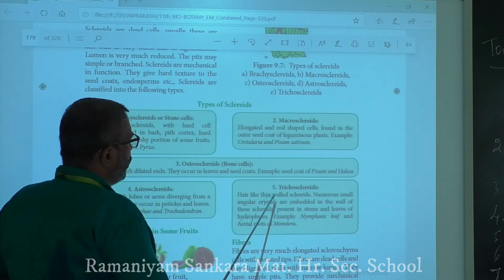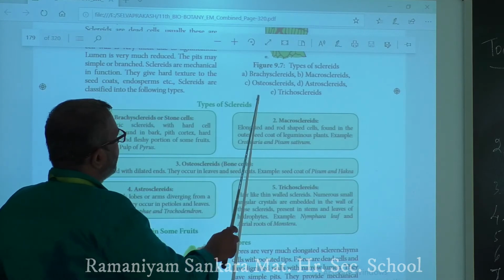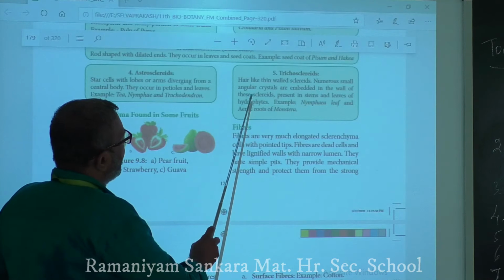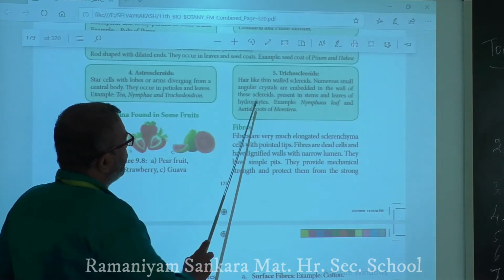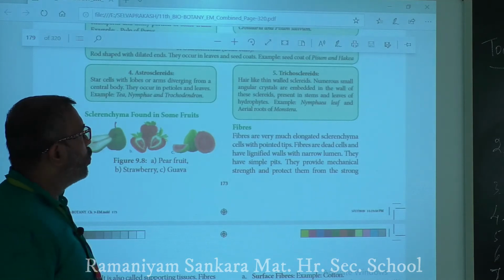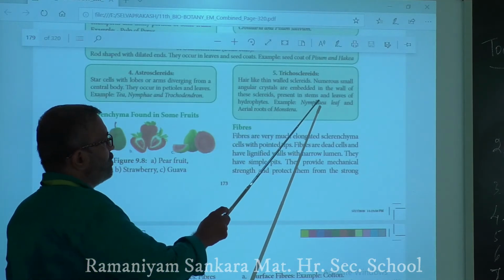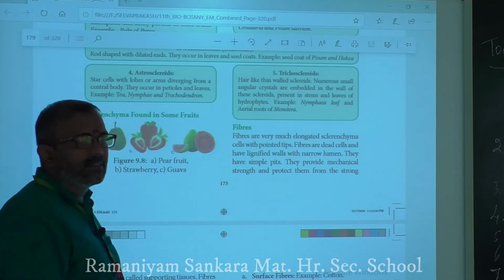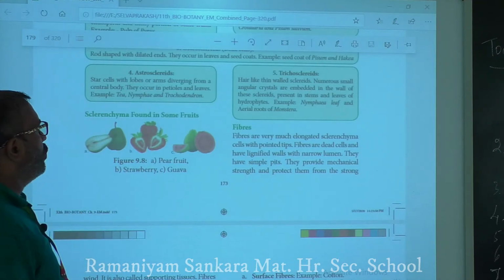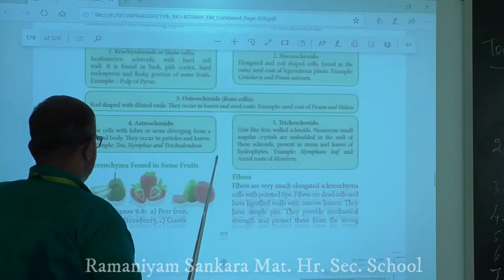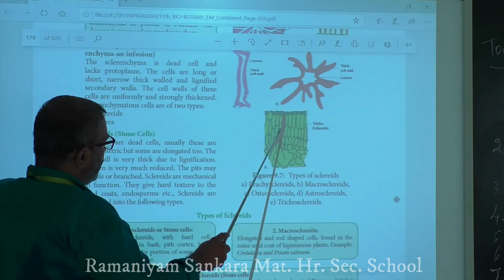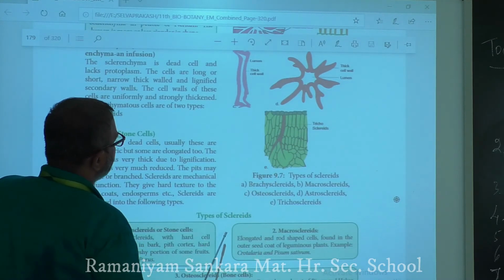Fifth one, trichoscleroids: hair-like thin-walled scleroids. That is called trichoscleroids. Numerous small angular crystals are embedded in the wall of the scleroids. Present in the stems and leaves of hydrophytic plants. Example, Nymphaea leaf and aerial roots of Monstera. So that is called scleroids.